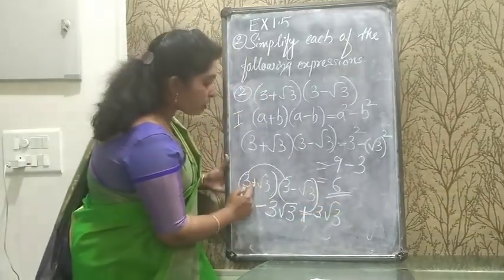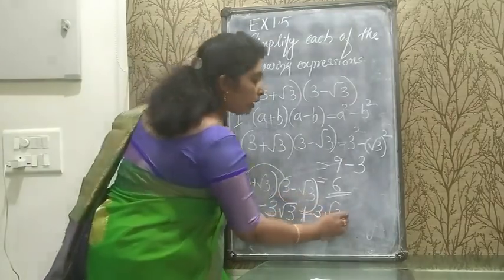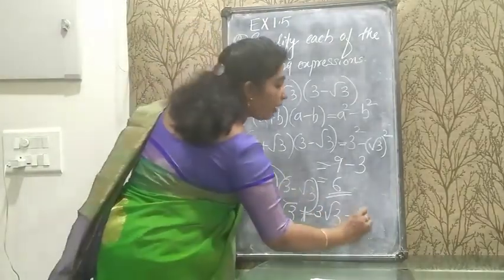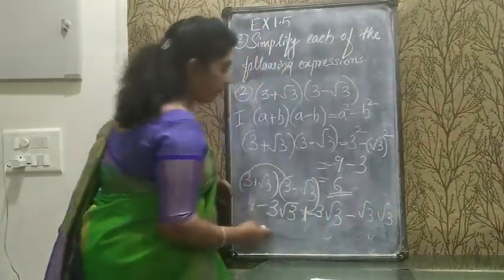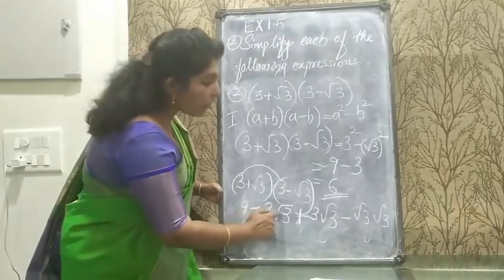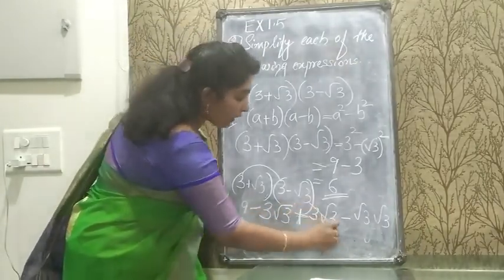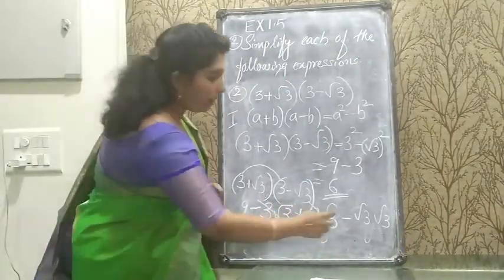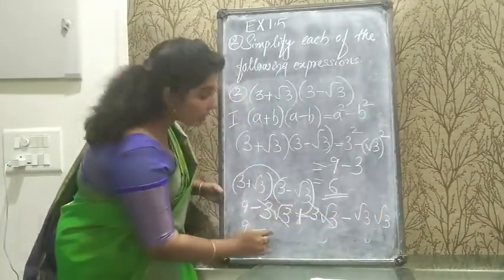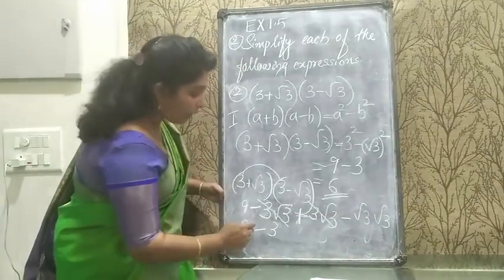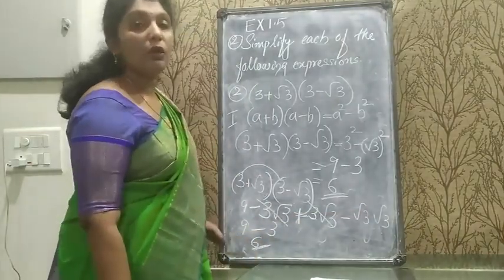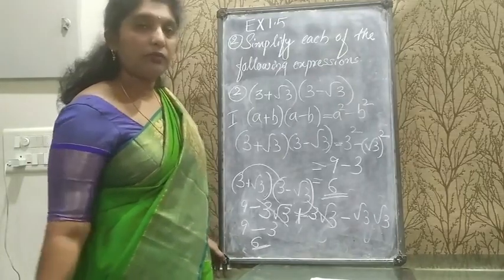Then positive root 3 into negative root 3. Positive into negative will be negative root 3 into root 3. That is equal to 9, I am writing as it is, minus 3 root 3 and plus 3 root 3. It has cancelled. Here minus of root 3 into root 3, root 3 into root 3 is 3, so 3 is remaining now. Now 9 minus 3 is equal to 6. This way also you can solve this question.